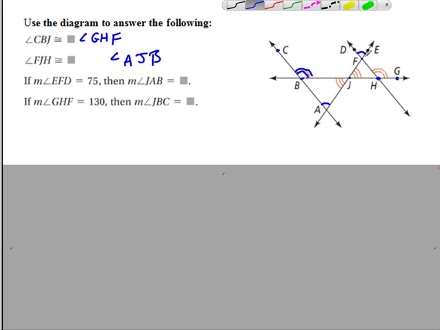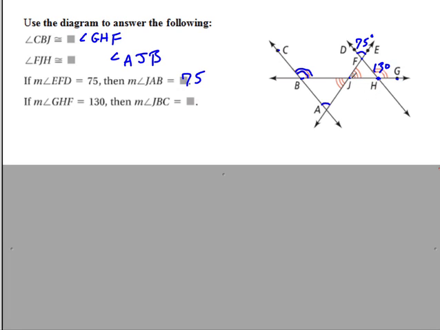What if we give them actual numbers here? EFD. Where's EFD? EFD is 75 degrees. Then find GAB. Well, they're congruent. They're marked here, EFD and GAB. So what is it? They're the same. That's nice. It's 75. How about GHF? Where is GHF at? Oh, we already marked that one. That's 130.